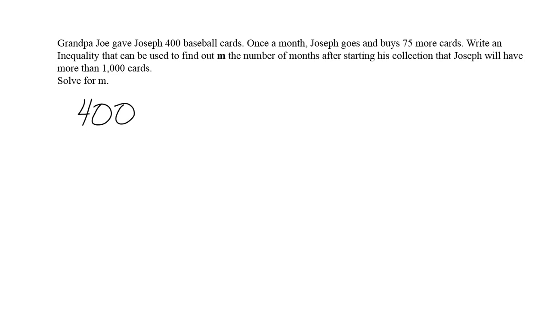Now, once a month, and that's what we're using for m here, is month, Joseph's going to go and buy 75 more cards. So every month he's getting 75 more cards. So plus 75, and this is where we're going to have our m. Okay, because this is the amount that's changing. After month 2, he would have 150 more cards. And we're using inequalities here, and it says that we want to find out when he will have more than 1,000 cards.